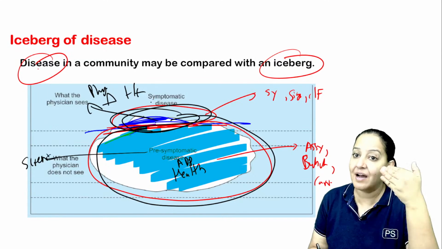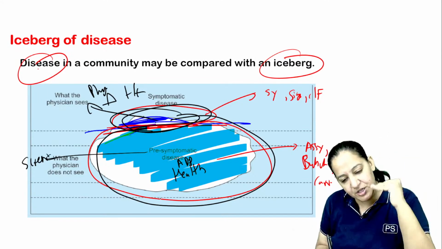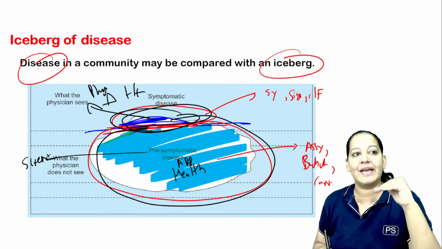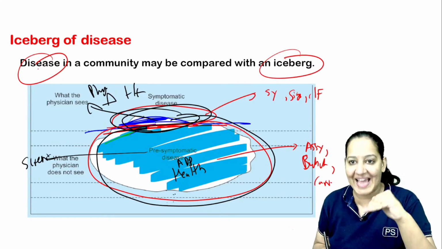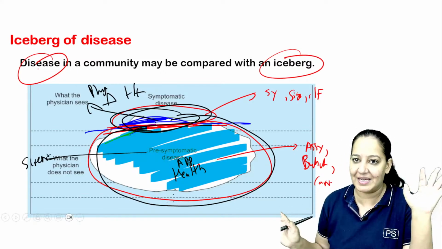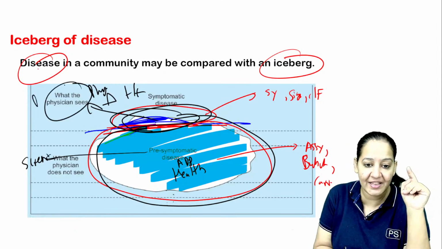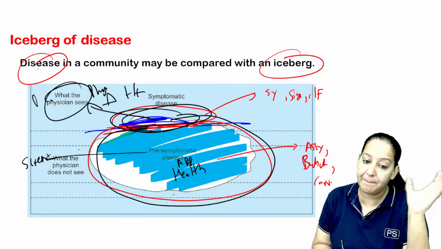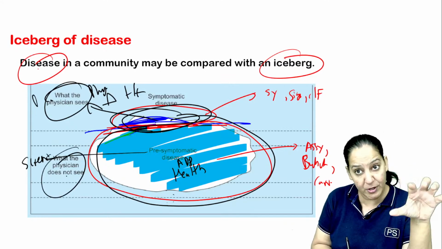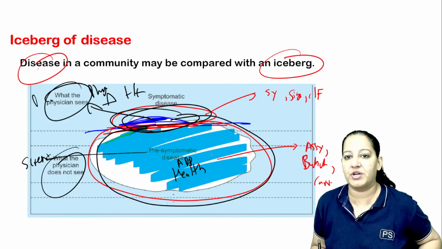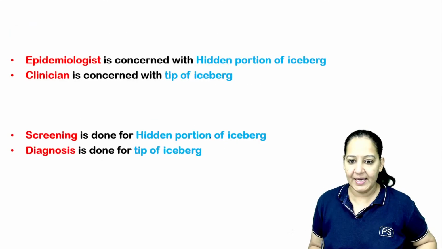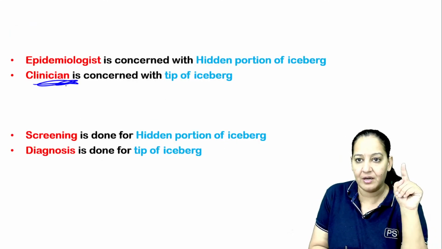The tip represents the clinical cases. The submerged portion represents the subclinical case, latent case, hidden case, carrier, whatever you say, they are asymptomatic cases. So we have to perform a screening test on them. What a physician sees in the community is the tip, and the epidemiologist is interested in the submerged portion. So I hope you got it. Say yes. The clinician is the doctor.